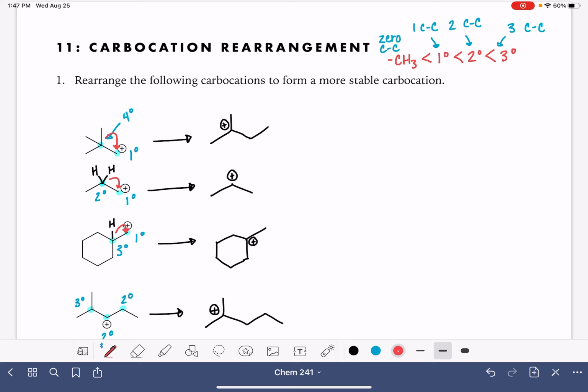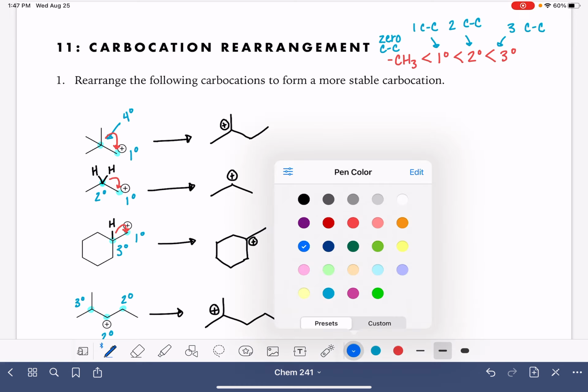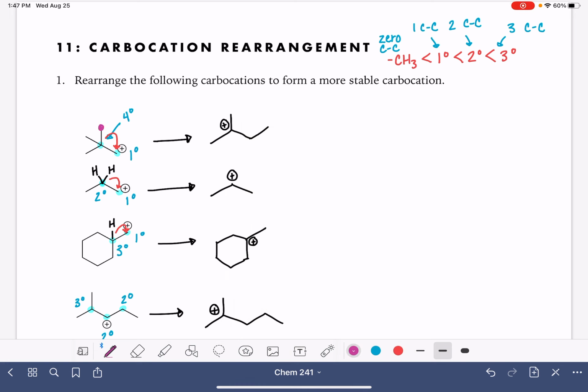And what I'm going to do is use a different color here, and I'm just going to highlight that particular methyl group so you can see that it's actually been shifted. But this does leave us with a tertiary carbocation, which is more stable.